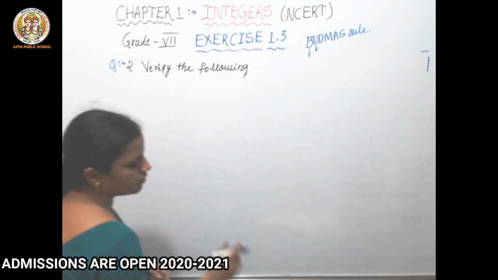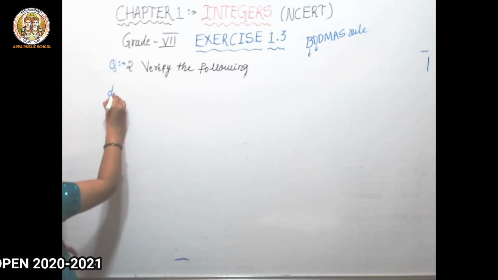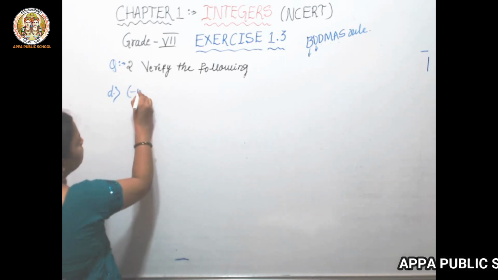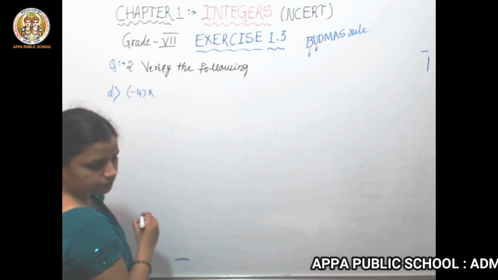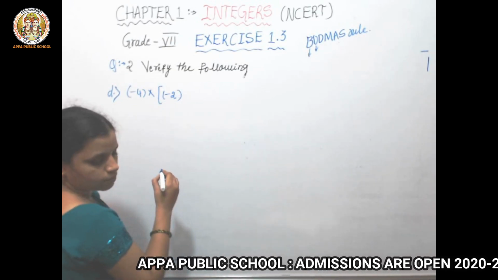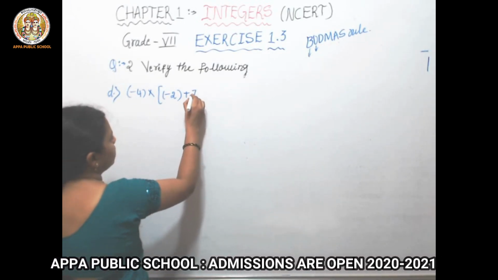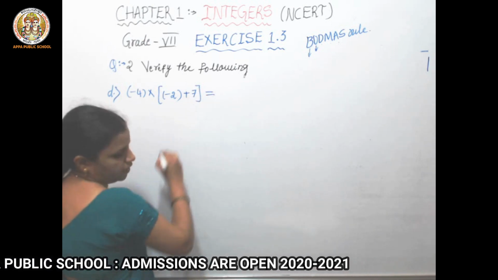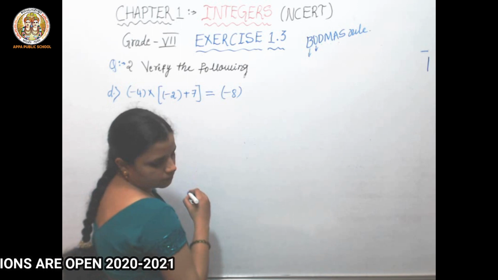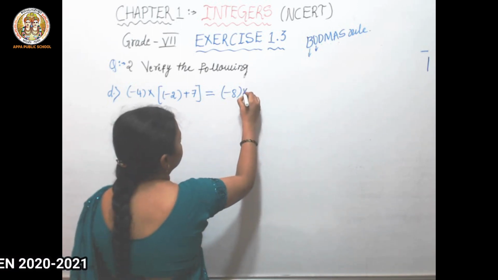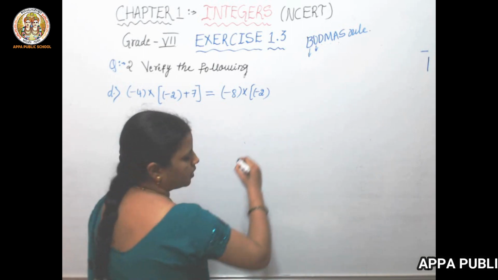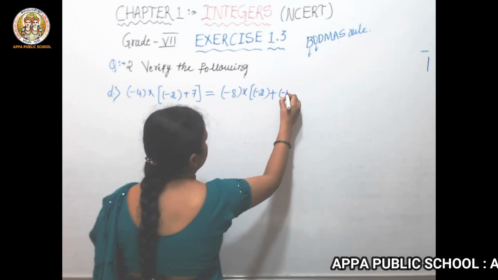See D as the question D1: minus 4 into minus 2 plus 7 is equal to minus 8 into minus 2 plus minus 1.